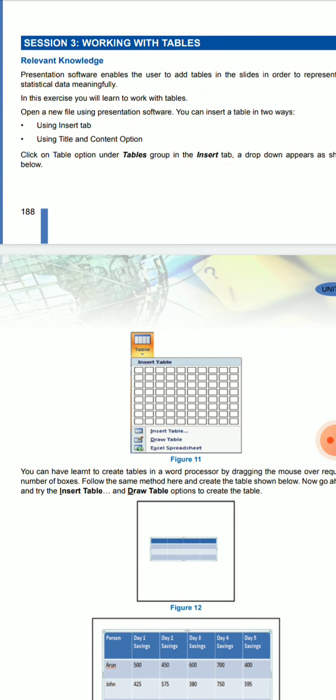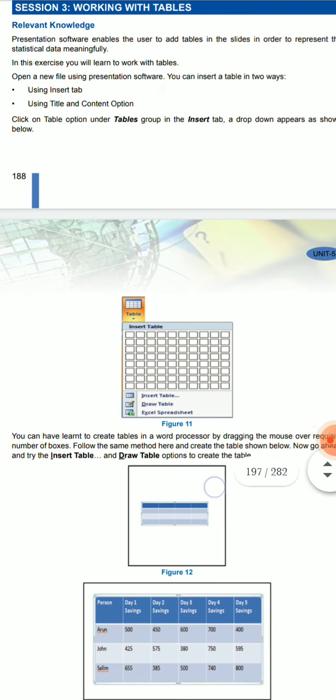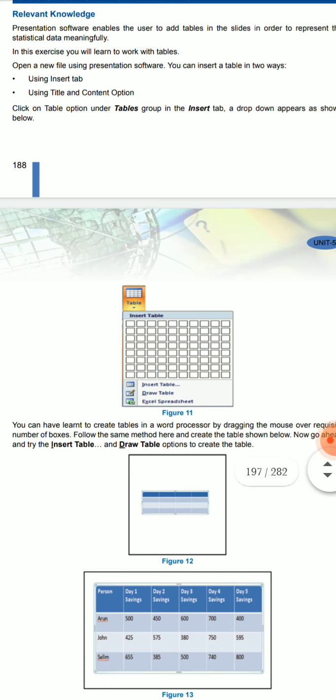So open a new file using presentation software. You can insert a table in two ways, using the insert tab and using the title and content option. Click on the table option under the tables group in the insert tab. A drop down appears as shown below.